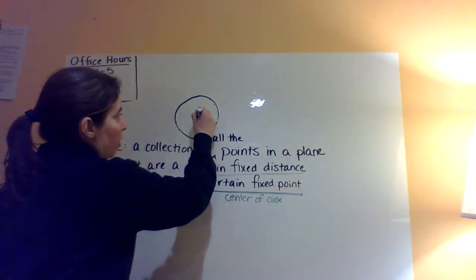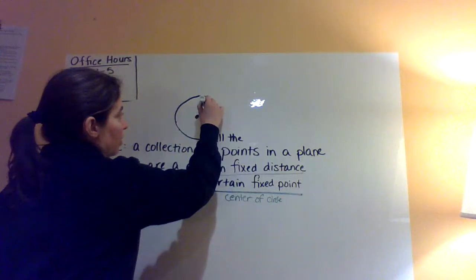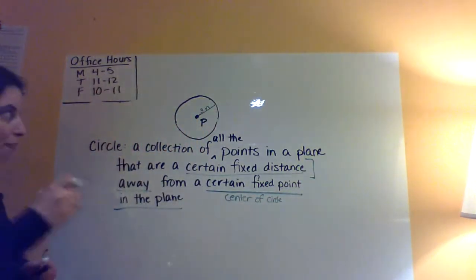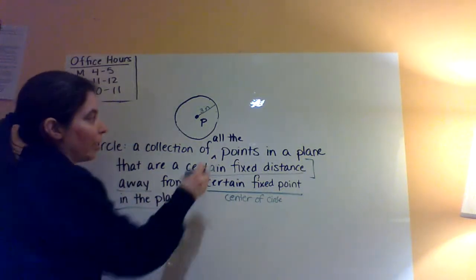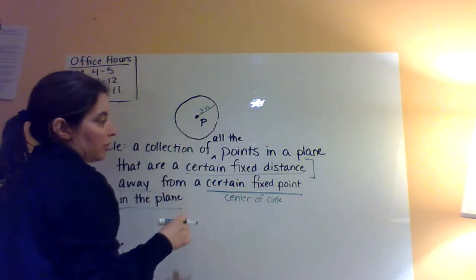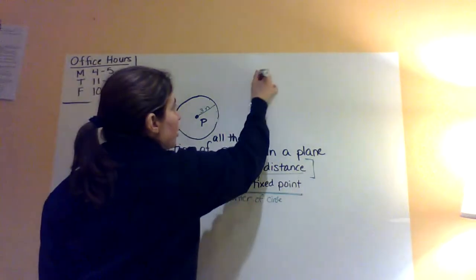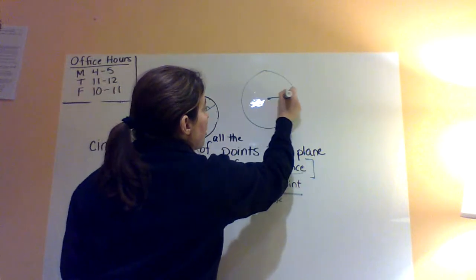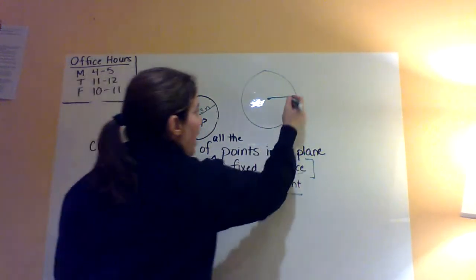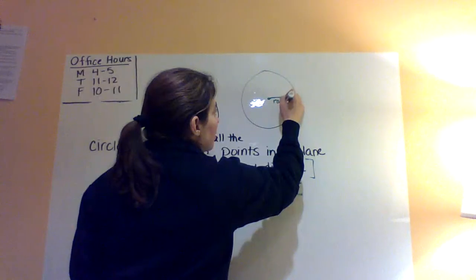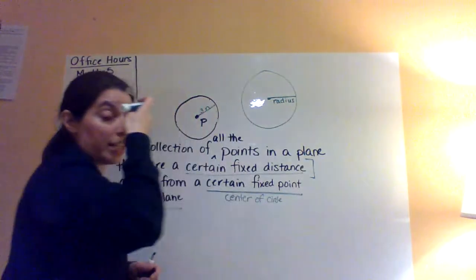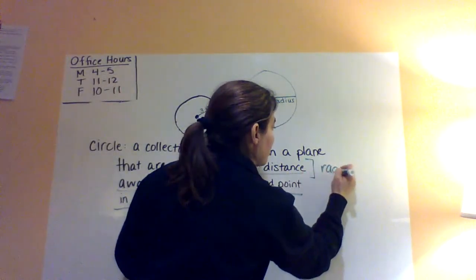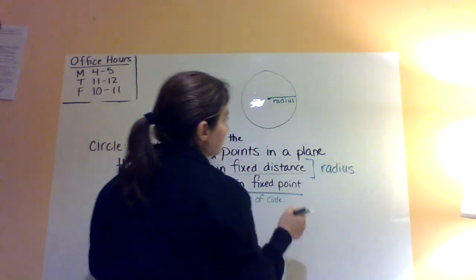So what did we say? Remember we said from this point, it was always 3 inches in this case, okay? So that fixed distance, it was always the same, went from the center to the edge. And if you remember, if we have a circle, here's my center, the distance from the center to the edge is called the radius. Okay, so that's what this is. The certain fixed distance is called the radius.